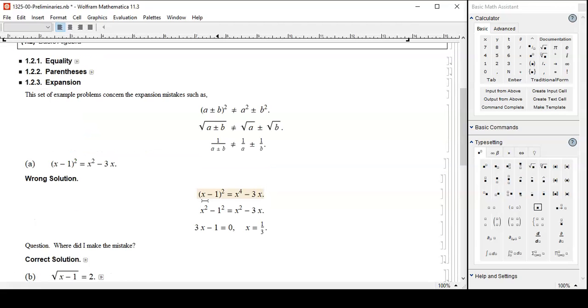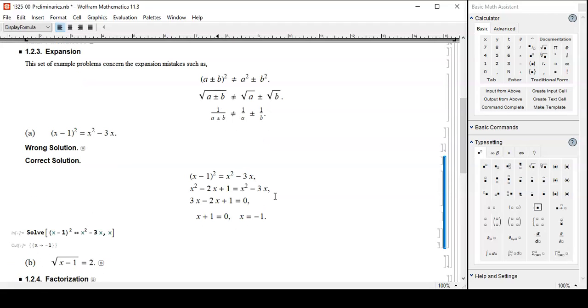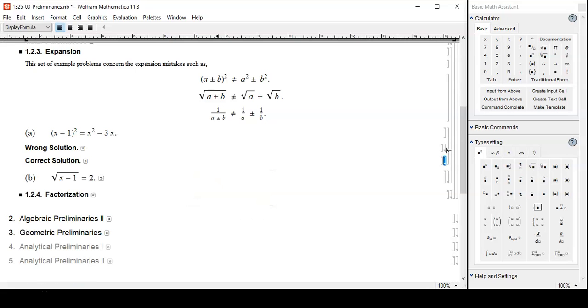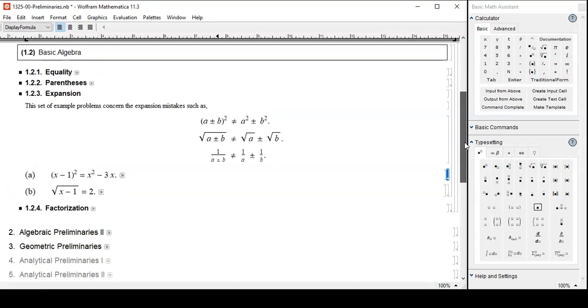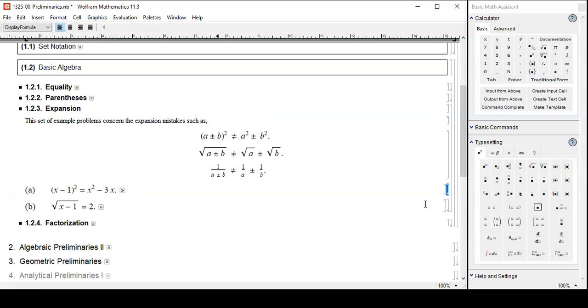Here's a wrong solution. x squared minus 1, squared, that's x squared minus 1 squared. The second line is wrong. This is how you do it right. You use complete square. Let me talk about the correct solution in a moment. I'll show you another error here.